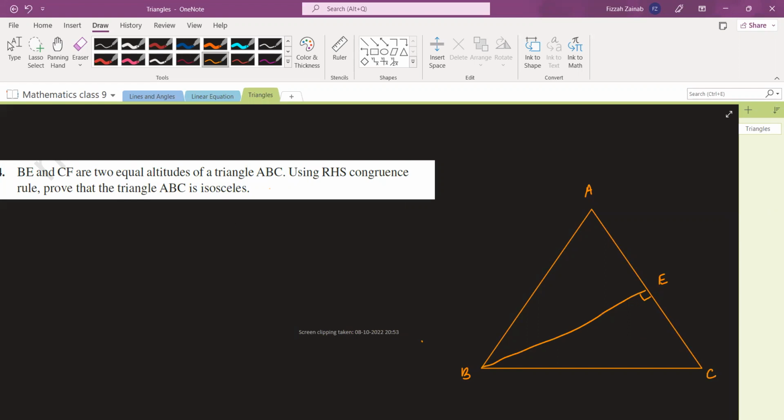Okay. And another altitude CF. So one altitude is like this, and again, this angle is 90 degrees. So what is given? Note it down. First of all, equal altitudes, that means the length is equal. So BE is equal to CF, right? And if I call this angle 1 and this angle 2, then angle 1 is equal to angle 2 is equal to 90 degrees. It is given, right? Because it's altitude.